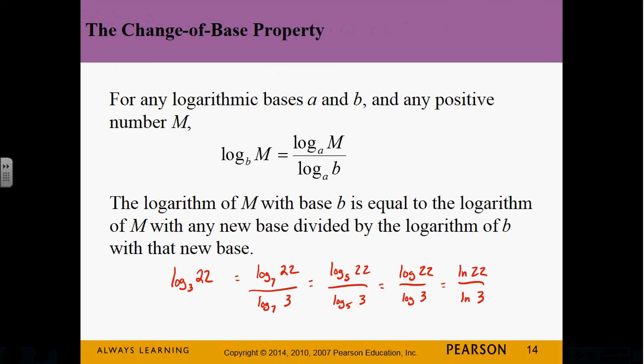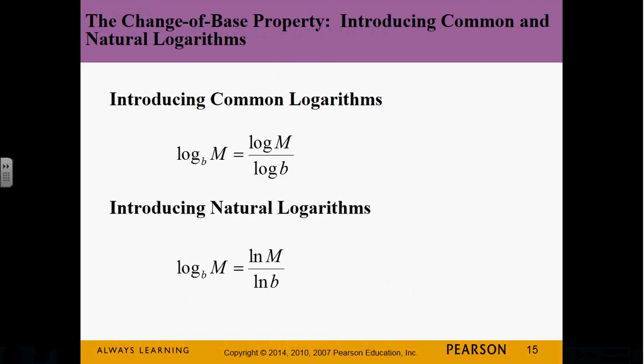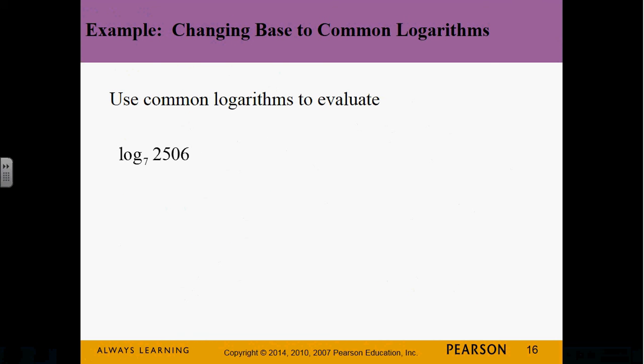So let's do a problem. Let's say log base 7 of 2506. If we take the log of the argument divided by the log of the base, we're looking at either common log of 2506 divided by common log of 7, or natural log of 2506 divided by natural log of 7. Everybody over here on the right-hand side, if you've got a calculator, do common log of 2506 divided by common log of 7 and tell me what that answer is. Everybody over here on the left, do natural log of 2506 divided by natural log of 7. And we'll see what we get.